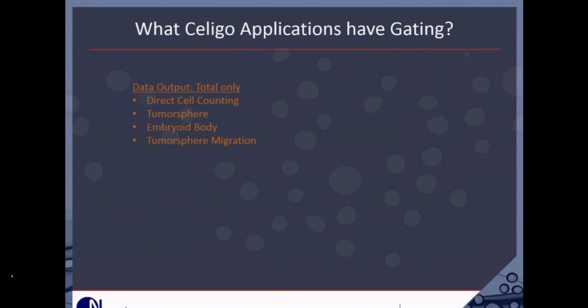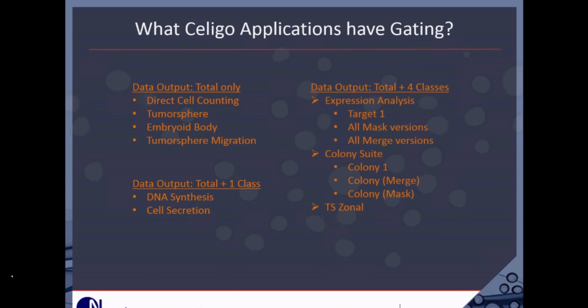So what applications can actually use gating? This is an important page. This is one that you'd probably want to take notes on. The 4 applications displayed here only allow you to report a total class. There's nothing additional, just only total. The data output for a total plus 1 class, that would be DNA synthesis and cell secretion, allows you to have 2 things reported.